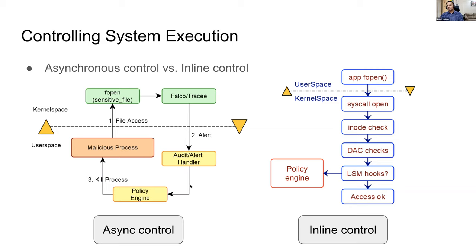But the problem is, this is asynchronous handling, which means that the malicious process might have done the damage already. So that's a problem with asynchronous control, versus LSMs, which allow you to have inline control. That's the basic property of LSM, which means that you can specify the policy engine before the access is done. If you want to block the unlink, or block any specific object, you can do it inline, which is the best way of doing any policy control or policy enforcement.